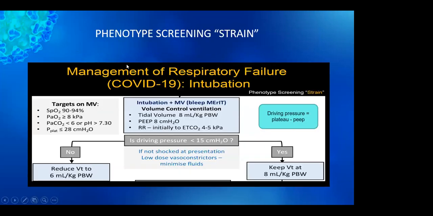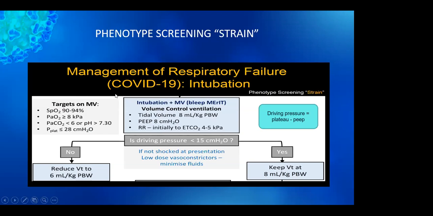So in the next slides, what they did: if the patient is having high work of breathing, like swings in central venous pressure of more than 15 centimeters of water, they intubated the patient. And after intubation, their targets were saturation 90-94, PO2 around 60, PCO2 around 45, pH more than 7.3, and plateau pressure less than 28. To achieve these targets, they kept the tidal volume at 8 ml per kg body weight, PEEP of 8 initially, and the respiratory rate set to get the PCO2 around 35.